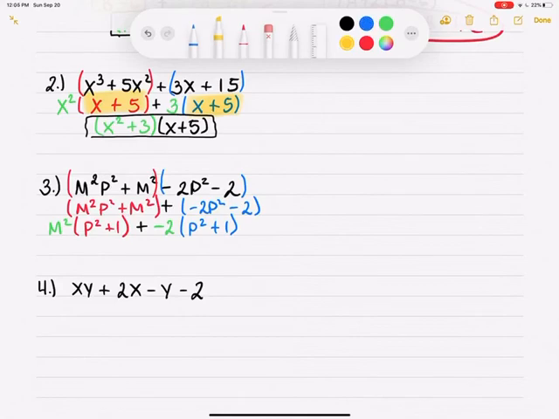So again, I'm going to write down my GCFs in one group. M squared minus 2. And then I'm going to rewrite what was written down twice, which is p squared plus 1. But again, I'm only going to write it down one time. This is the correctly factored version of that polynomial.